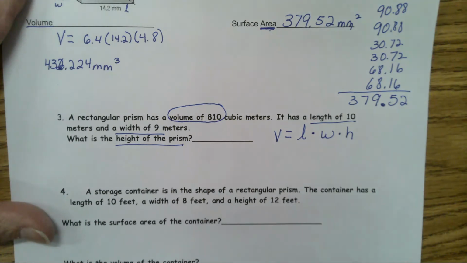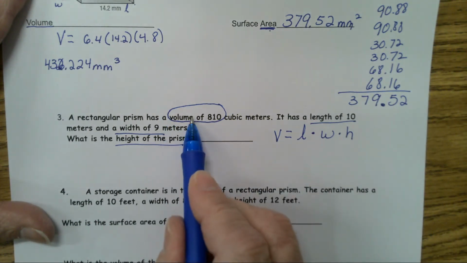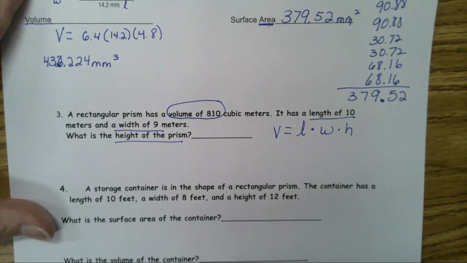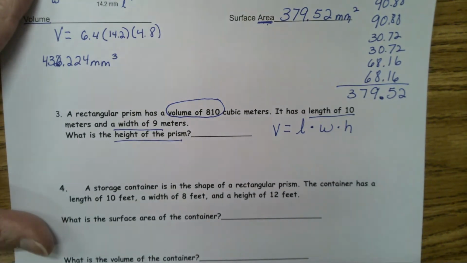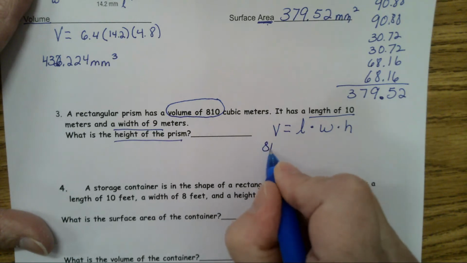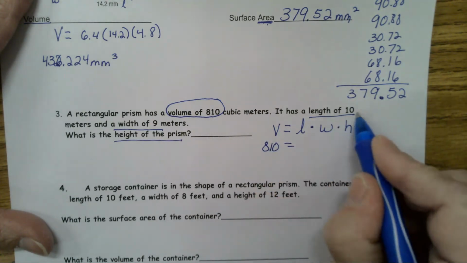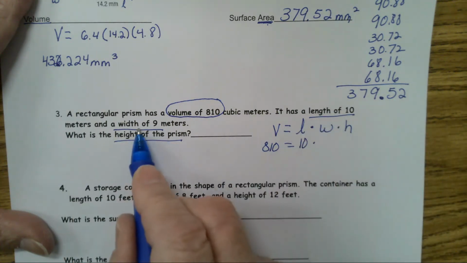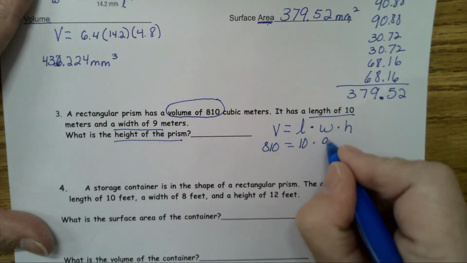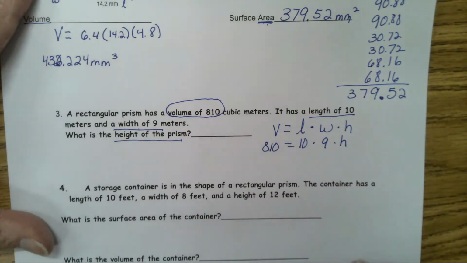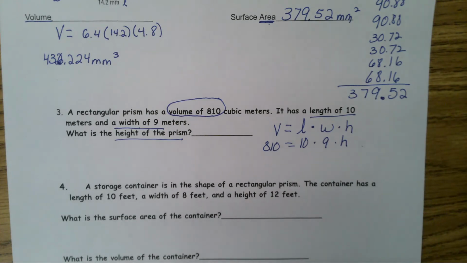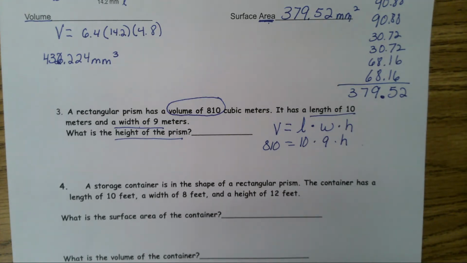Now, we know volume is 810. So where will I put the 810? Under which one of those letters? Volume, V. 810 equals, my length is 10. My width is 9, so under the W I put a 9, and I don't know the H. All right. If you would show that on your test next week, I would at least give you a little bit of points, okay?